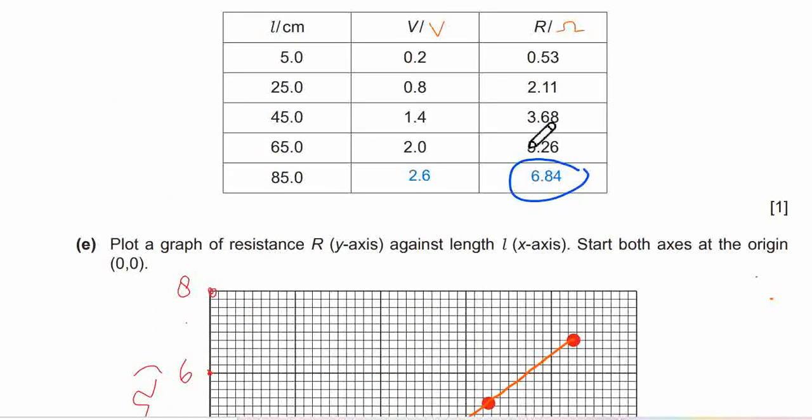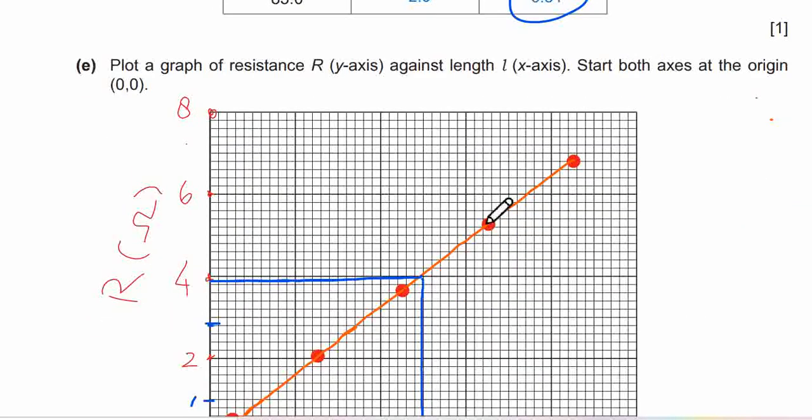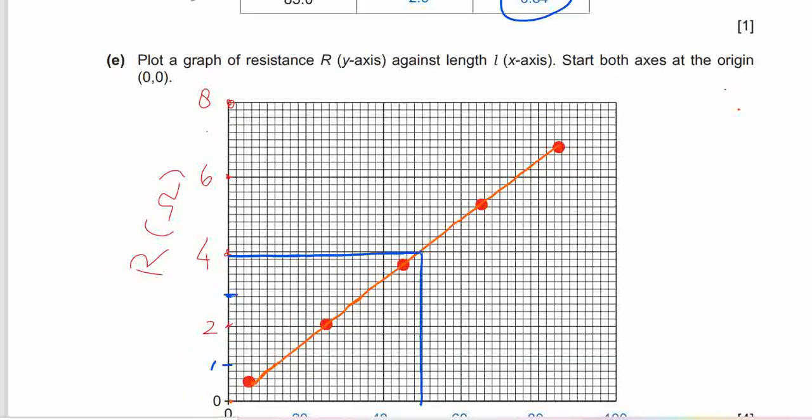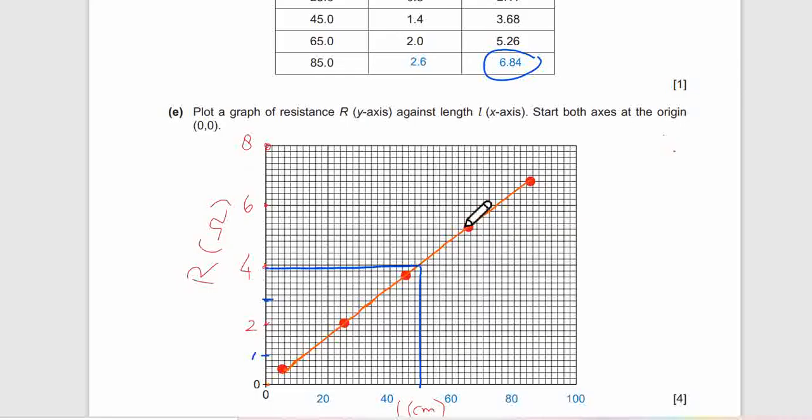Next will be 65 to 5.26. So 65, this is 70, and the middle way between 60 and 70 is 65. And it has to go to 5.26. So 5.26 is here. This is 5 and 5.2, 5.4, so between here. Now the next is 85, this is 90. So the middle way will be 85. It goes to 6.84. This is 7, and then it will be somewhere in here, 6.84.